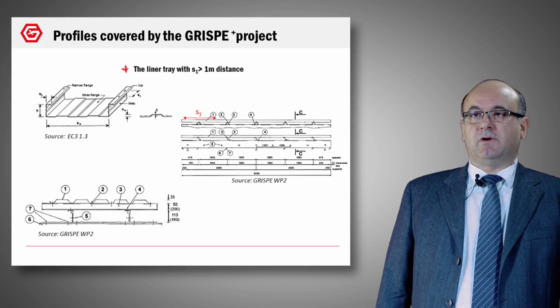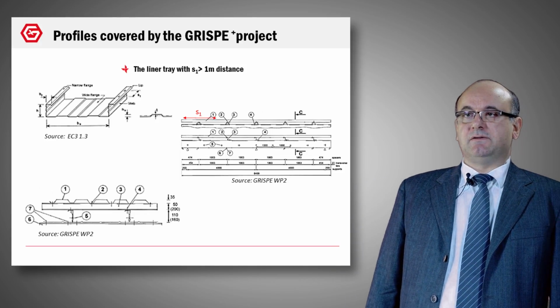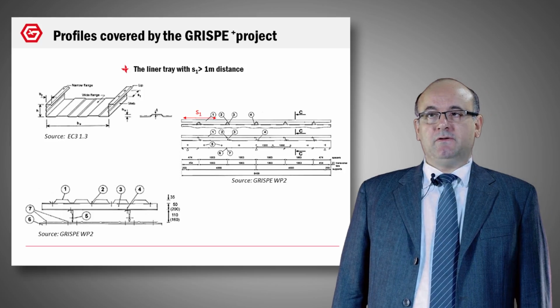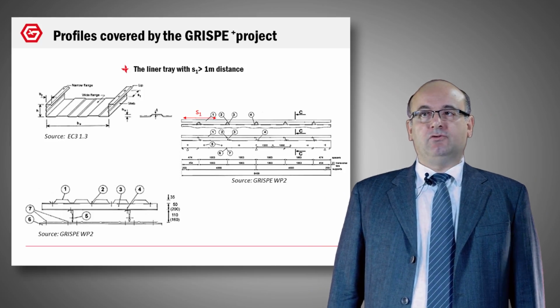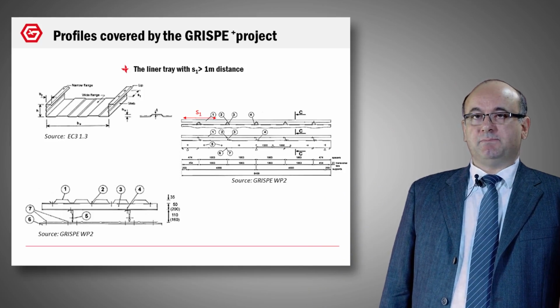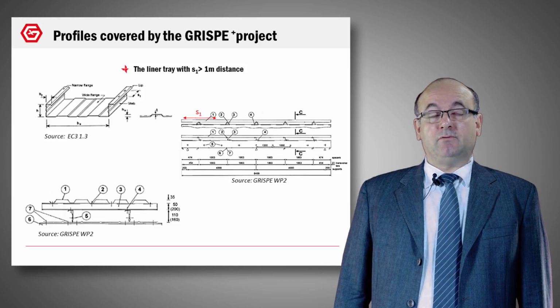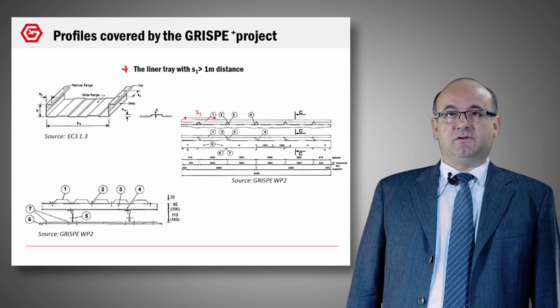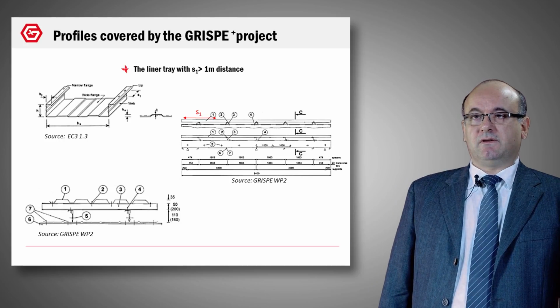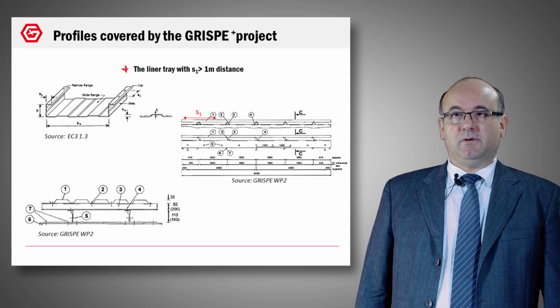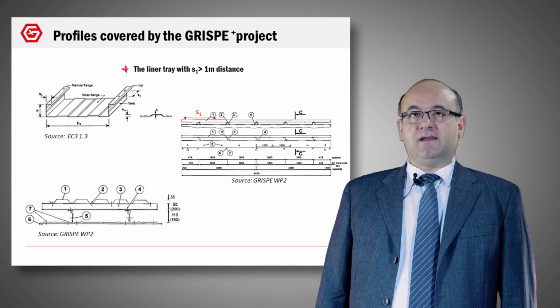Another topic of GRISPE was the liner tray, and especially the distance S1. You remember, some slides before, I explained to you that due to the thermal regulation, we add spacers between the liner tray and the outside skin. The distance between these consecutive spacers can be 1 meter, but can be 2 meters, 3 meters, 4 meters, to avoid thermal bridge.